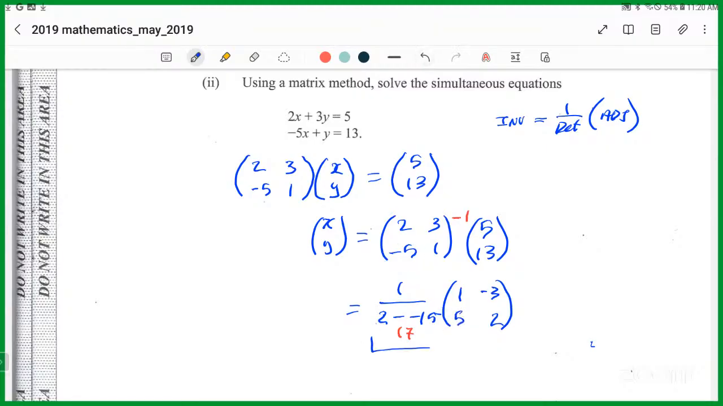And all of this is the inverse matrix so far. We now have to be multiplying by this matrix 5, 13. So we have to multiply that now by 5, 13.